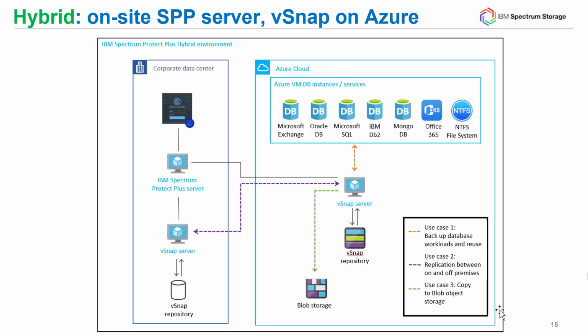The other model that I'll be pointing out as I go through is a hybrid model where you would have an existing Spectrum Protect Plus server in your corporate environment, and then you would just be installing a vSnap server into the Azure cloud to protect the database and VM instances out there. Okay, with that, let's go ahead and get started.